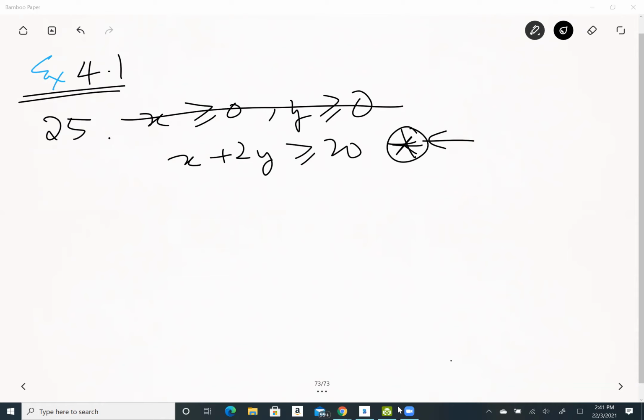Okay, dah dapat dah. Anybody get the inequality? I mean, the feasible region?